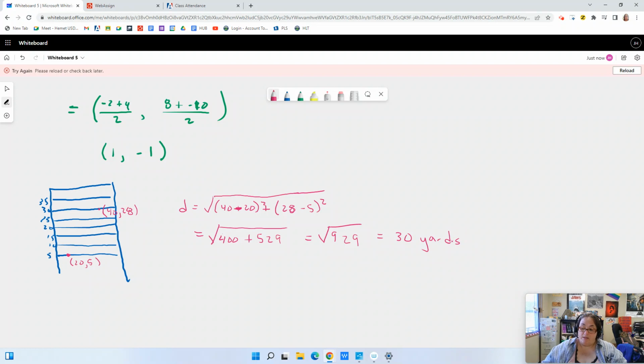I'm not even going to show you this problem. I'm just going to read it to you, and you tell me what formula you think that you should use.